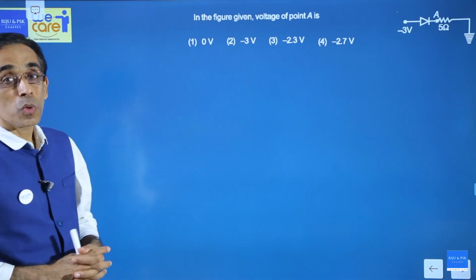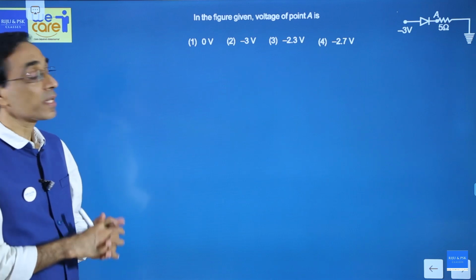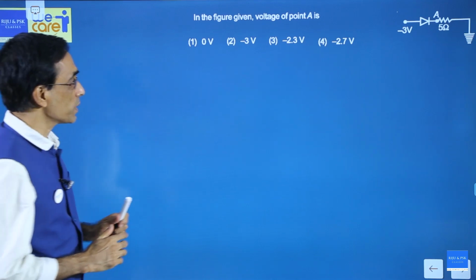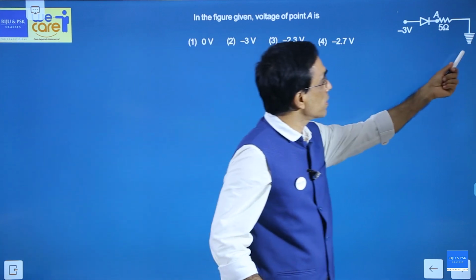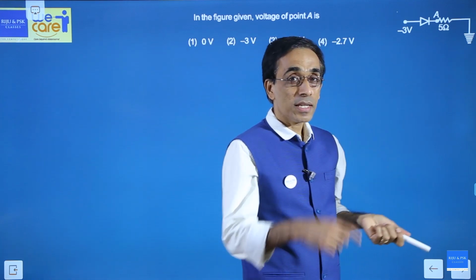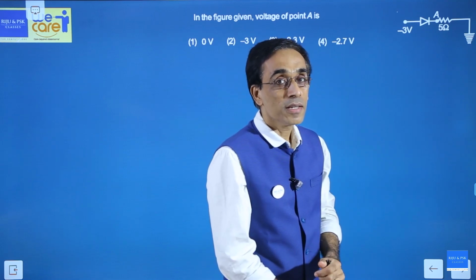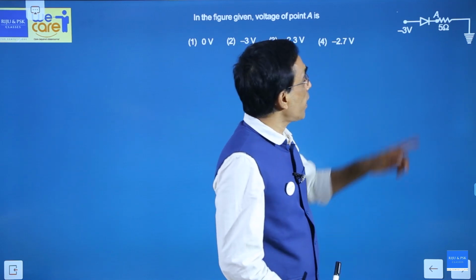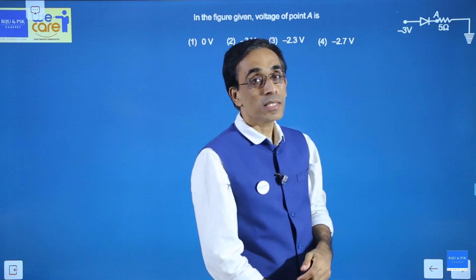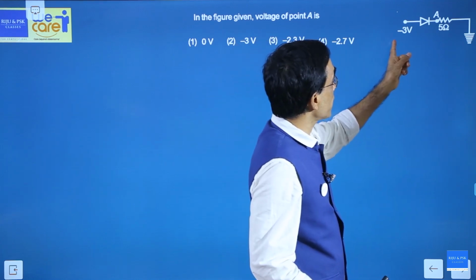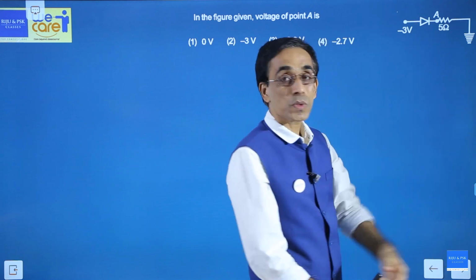In the figure given, find the voltage of point A. Voltage means the potential at point A. You must be familiar with this symbol. It says it is connected to the ground, and ground is always taken at zero potential. The other side of the diode is given a potential of minus 3 volt. So one side is minus 3 volt, the other side is close to 0.